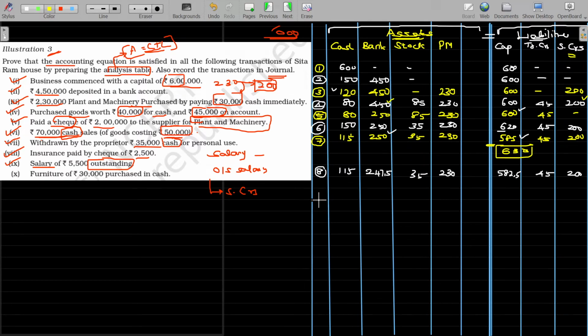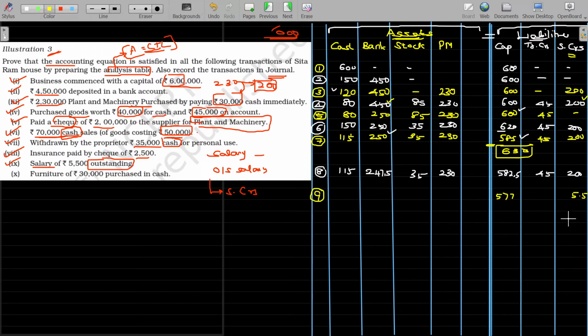So 9th transaction, capital being 582.5. From there 5,500, if you subtract, then the final value being 577. Am I right? 577 will be the capital. And then another 5,500 is not yet paid. Then automatically it becomes sundry creditors. It's a creditor to whom I have to pay. Employee rendered service to me. I enjoyed the benefit, but I have not made any payment. Then the party becomes my creditors. For the employee, I am supposed to pay. So it's a creditor. Not a trade creditors, it is a sundry creditors.